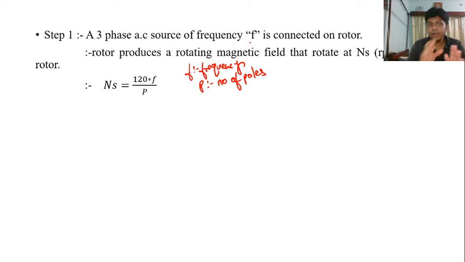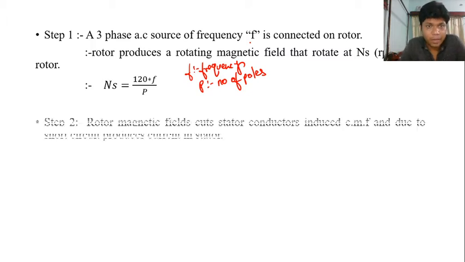Guys, if anyone asks in the paper or in an interview what is called synchronous speed, the answer is that the conversion of electric frequency into mechanical speed in RPM is called synchronous speed. So the rotor produces a rotating magnetic field that rotates at synchronous speed with respect to the rotor, and that is equal to 120 into f by P.